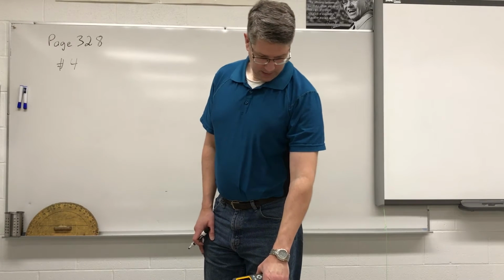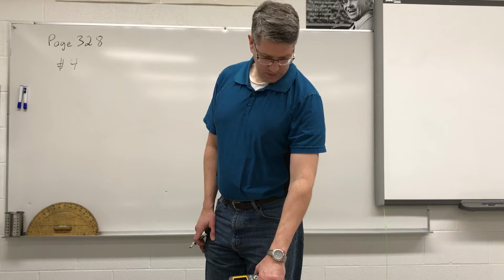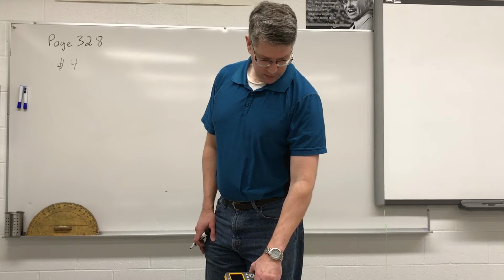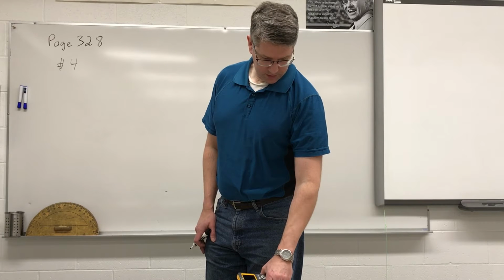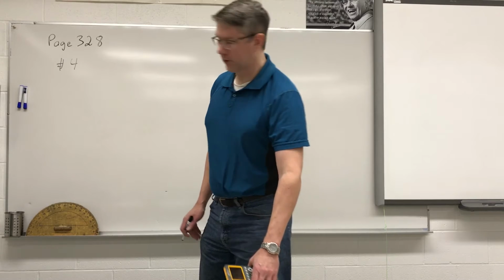Page 328, question 4A. Each car in a freight train experiences a drag force of 600 newtons due to air resistance. A, if the engine in the train is to pull 75 cars at a constant speed of 72 kilometers per hour, what power is required to move the cars?